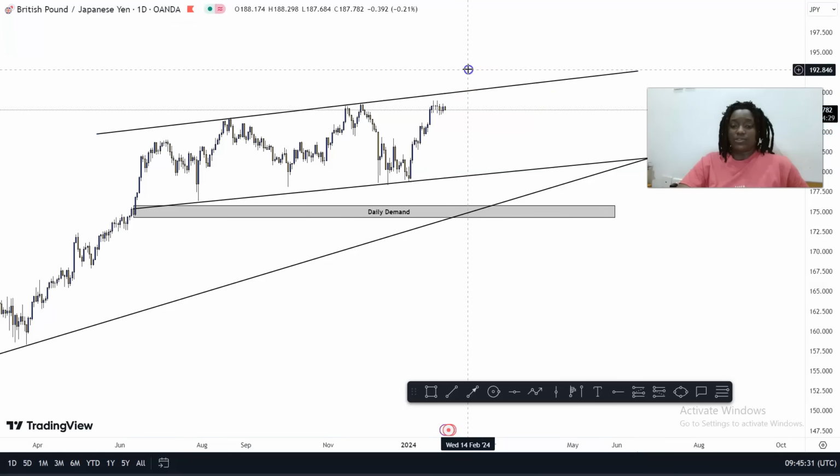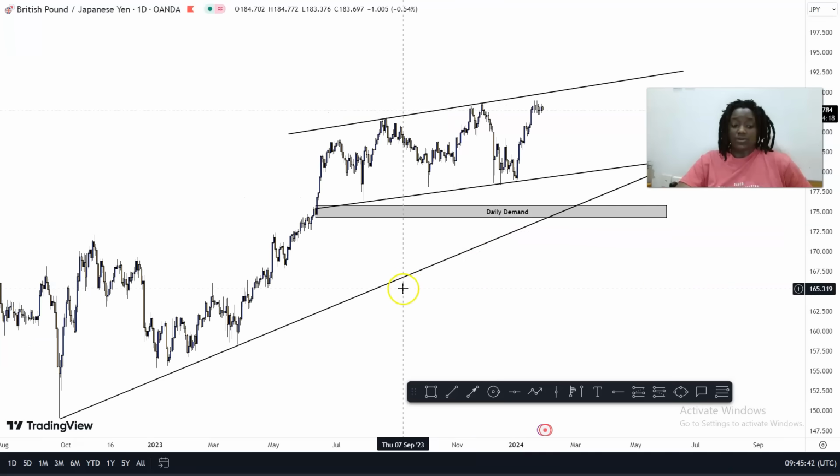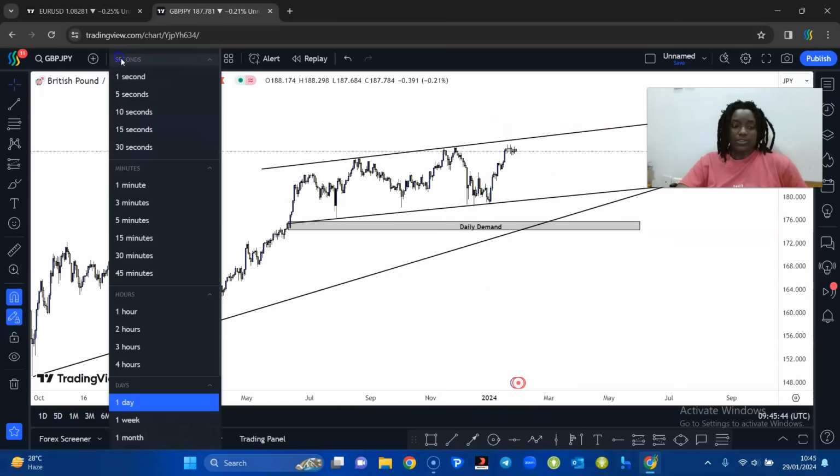I'm looking to see if the market is going to break out of this channel all the way up and still keep giving us higher highs, or if price is going to break out of this area here, break out of this one to the downside, break out of this demand, and then ultimately break out of this trend line. Let me see how it relates to the weekly.